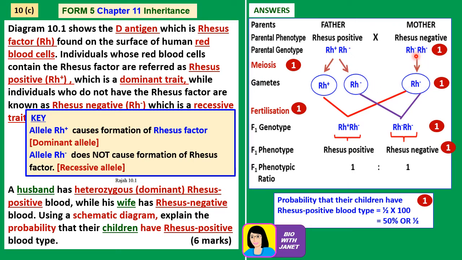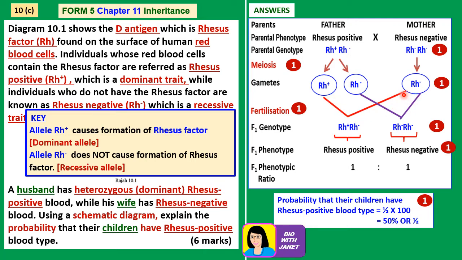if we separate the Rh negative allele from the other one, which is also Rh negative, we find that all the gametes have the allele Rh negative, right? So we just write one, which is enough to represent all of them. Now, fertilization occurs where the male gamete, the sperm, fuses with the female gamete or ovum.